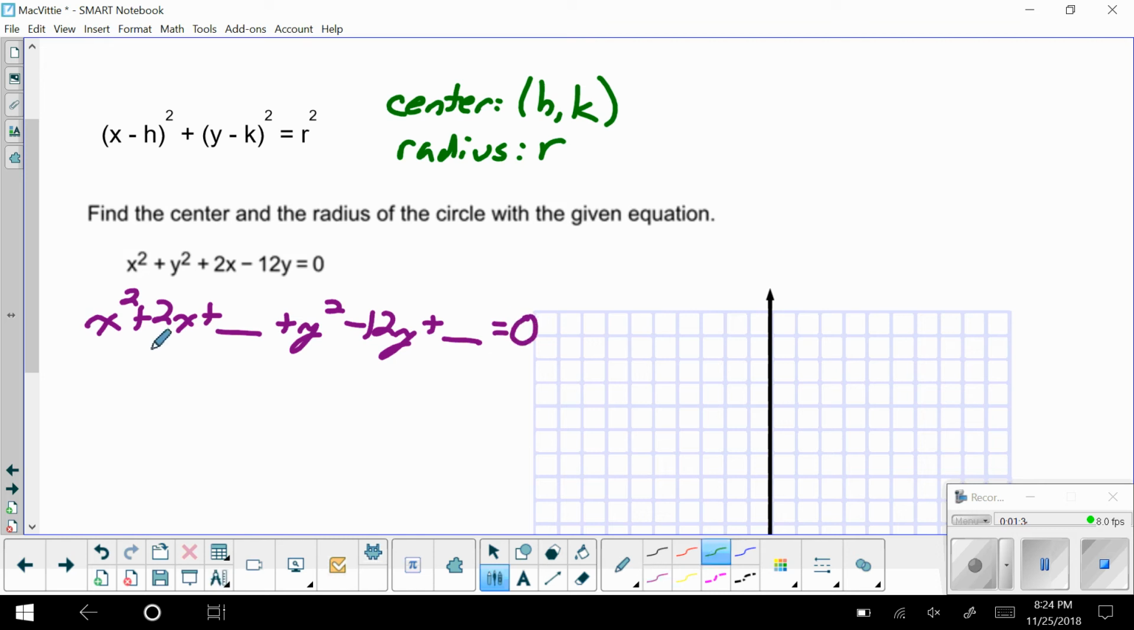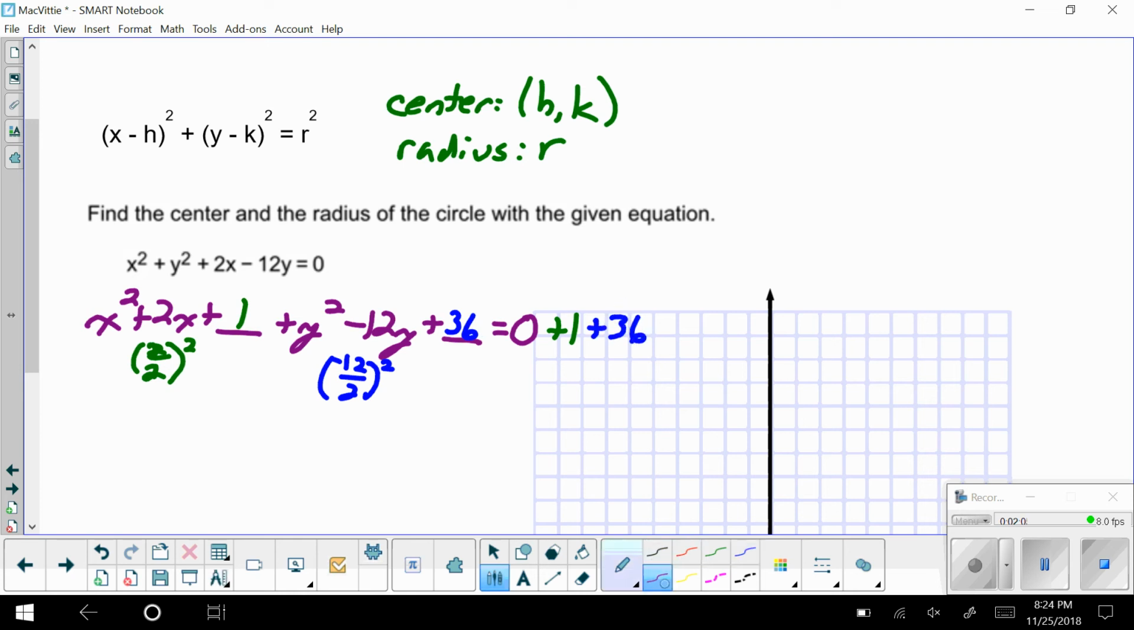And what I'm going to have to do is complete the square for each of these. So I'm actually going to be adding two different things to each side of my equation. One that'll complete the square for x, and one that completes the square for y. So here I have 2 divided by 2 squared, which means I'm going to add 1 to each side. And then I have negative 12 divided by 2 squared, which is 36. And I'm going to add that to each side as well.